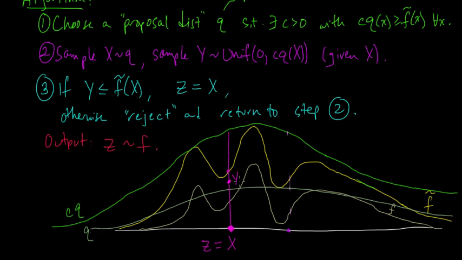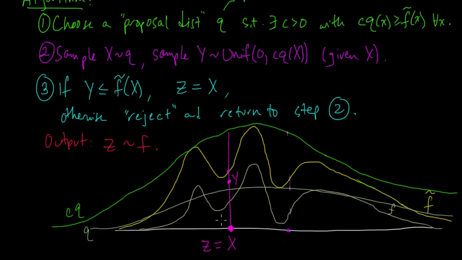And in general, if we got a point up here when we drew y, then we would have rejected it, and we would have had to draw a new x, and we would just keep on doing that over and over again until we got a y that landed underneath here. So that's the algorithm for rejection sampling. And I hope the intuition is clear.